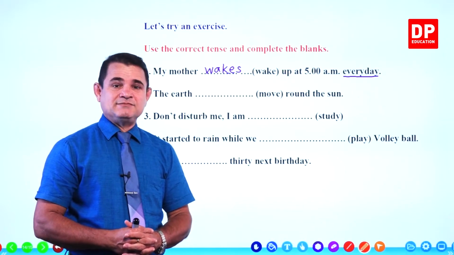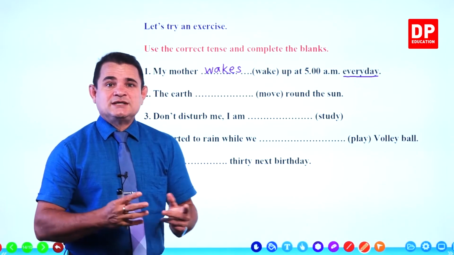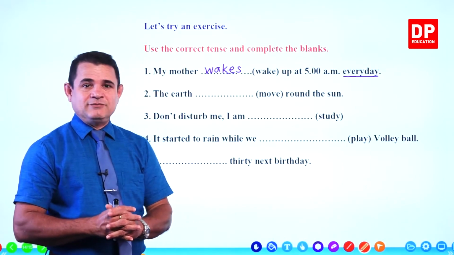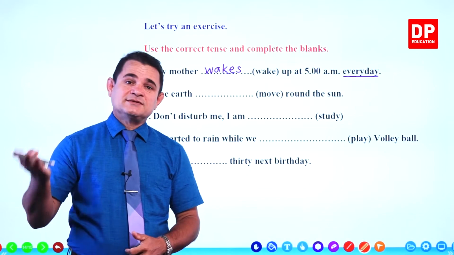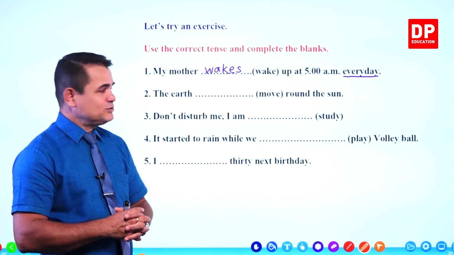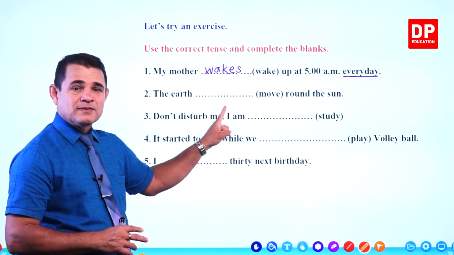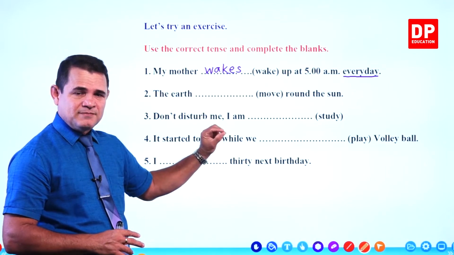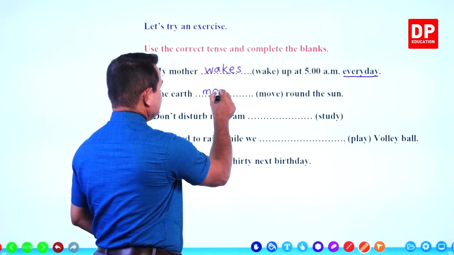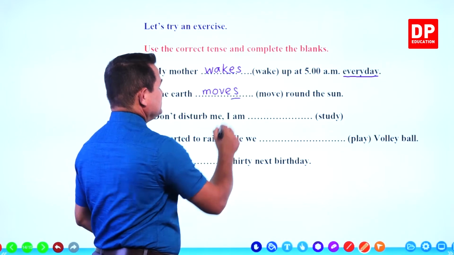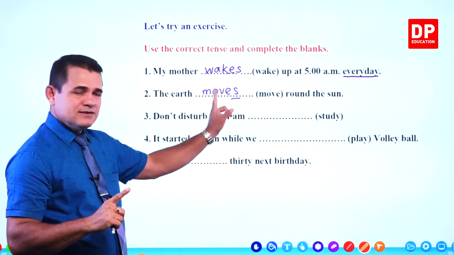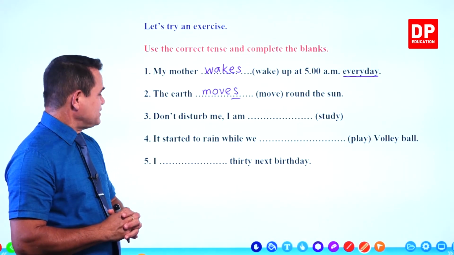We discussed earlier that simple present tense is used to talk about general truths, things that really happen and never change. Just like that, the sun rises. This is the same. It does not change. So then you can write this one also in simple present tense. Then we can say the earth moves. It should be simple present tense because the earth is singular. Right. Next one.